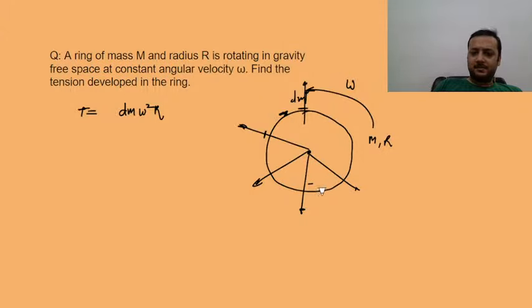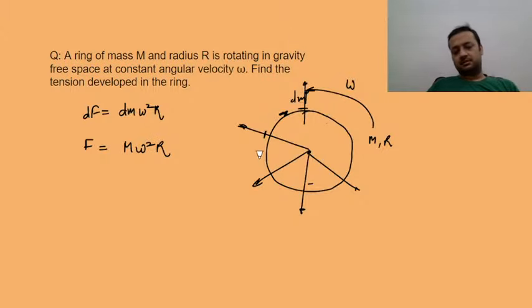If you add the magnitudes of each, okay, so this is not the tension. This is the centrifugal force which I am talking about. So if you add df, df, df, df magnitude wise, not vectorially, then total F will become m omega square r. This is the total force which is acting on this ring.